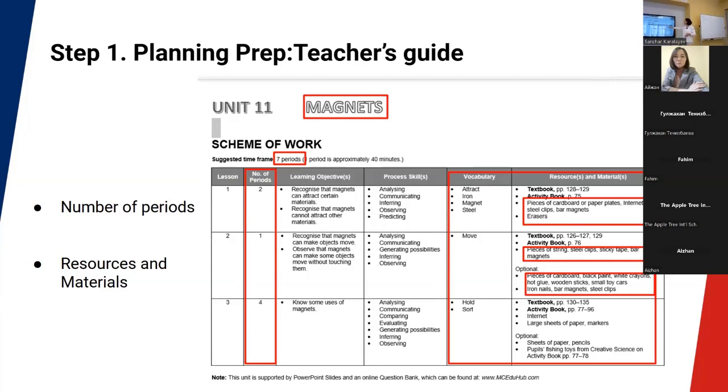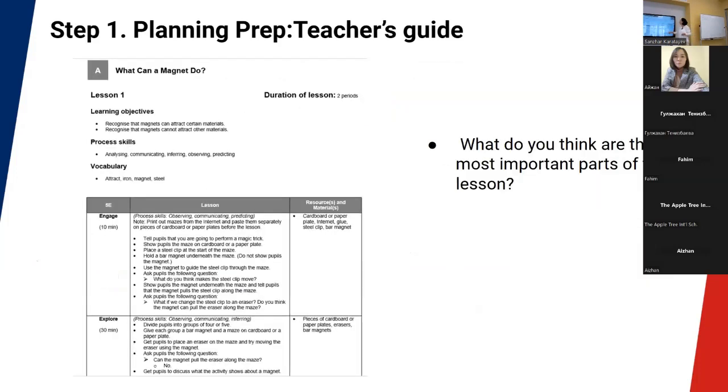Also, it's important to focus on the resources, because science is different from other subjects in that we use more practical things. We do some experiments, we design some toys that are related to the topic. So there we can see the resources. It's not just a book, it's cardboard, paper plates, glue, steel clips, etc. We will do some practice today using these materials. So this is an important part of planning. If you open the next page, what can a magnet do? This is lesson 1.